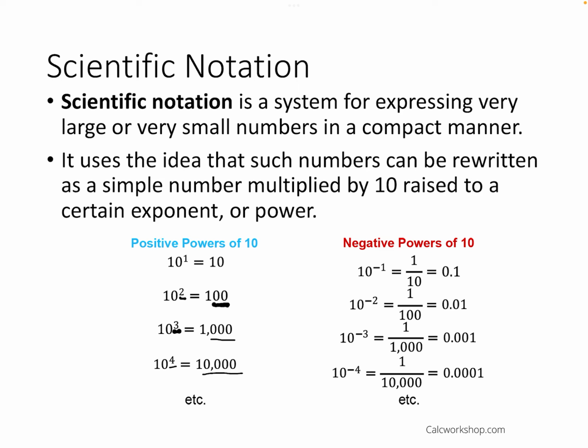10 to the negative 2, which we just saw on the last slide, is equal to 1 over 100, and so on and so forth. But also notice we can write this as a decimal. So instead of 1/10, we could express that as 0.1. 1/100th is 0.01, and we could keep going.